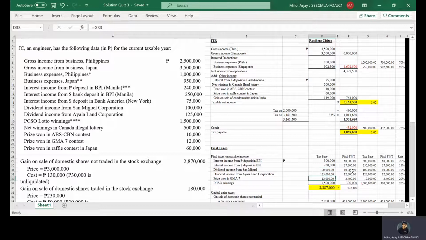Also, the prize won in the GMA 7 contest, since it's more than 10,000, we need to consider it as passive income subject to final withholding tax. So that's 12,000 and then 2,400. And then lastly, PCSO winnings, Lotto winnings, that's 1,500. And then the final tax is 200,000.